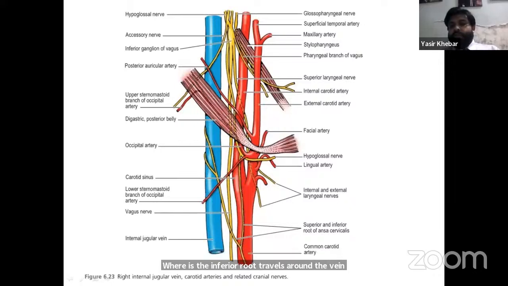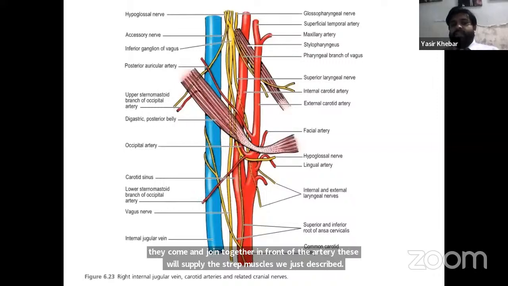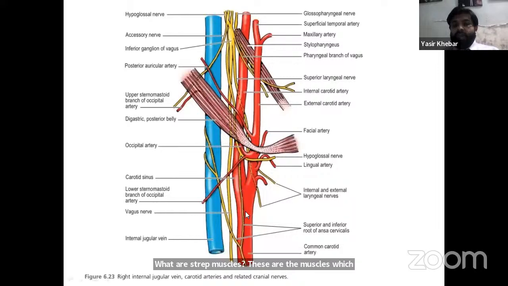These will supply the strap muscles we just described. What are strap muscles? These are the muscles which travel between the sternum and the thyroid cartilage. They can be thyrohyoid, sternohyoid kind of muscles. The superior root comes from the hypoglossal nerve. You can see that it is arising from the hypoglossal nerve, whereas the inferior root comes from the C2, C3 rami that are located over here.